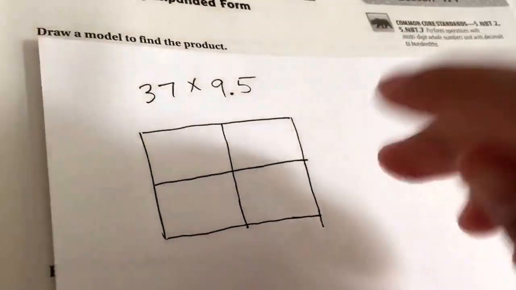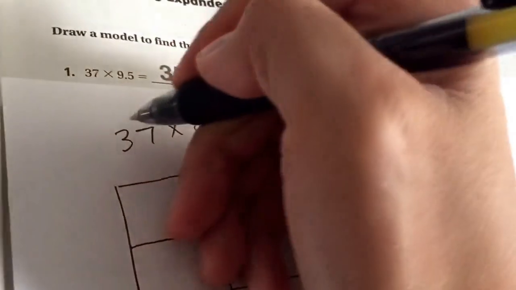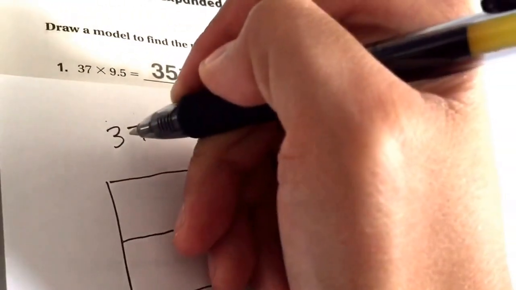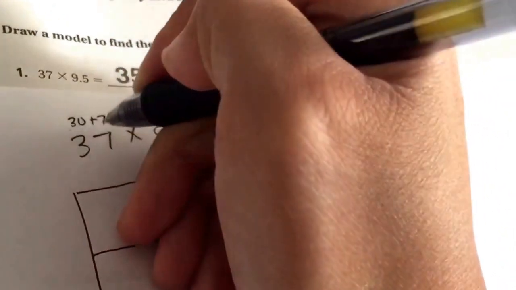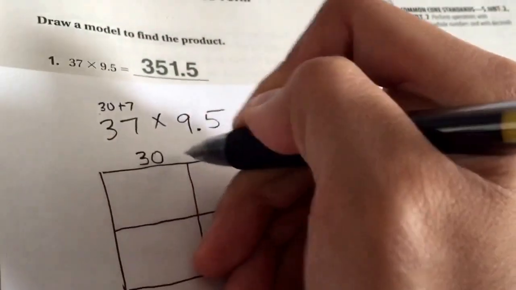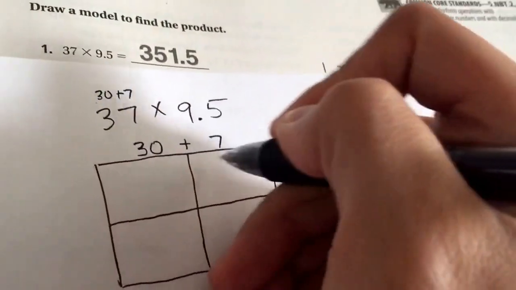So the first thing that's going to go on top is our first number, 37. We're going to break it down. This right here is the ones place, and this right here is the tens. So 37 is really 30 plus 7. That's what 37 is, right? 30 plus 7 is the same as 37. And that's what we're going to do here. We're going to do 30 plus 7. So this right here is 37.